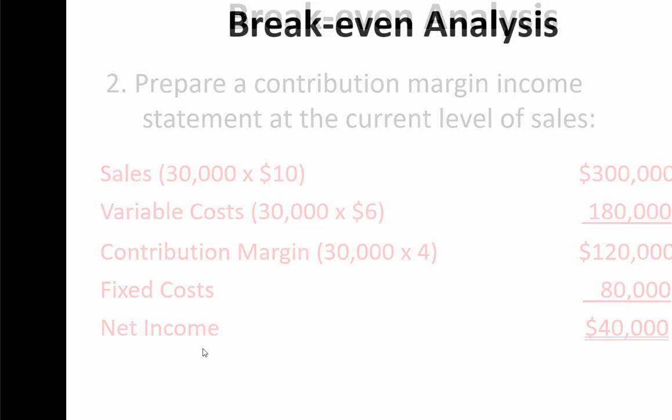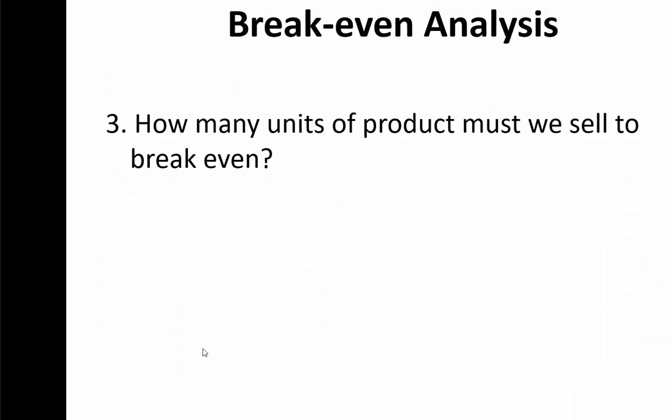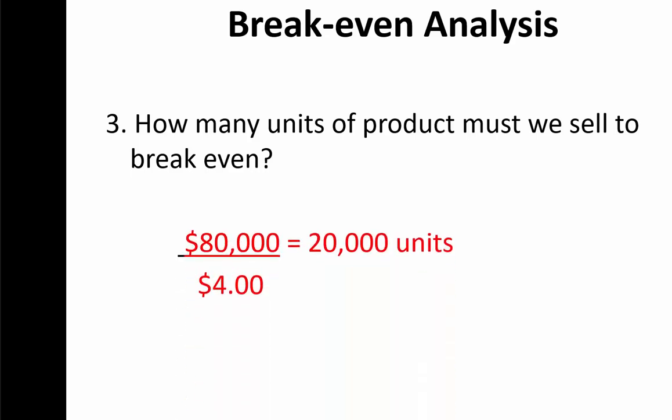Okay, next up, how many units of product must we sell to break even? Okay, again, write down the formula. The formula is fixed costs divided by contribution margin per unit, and you should have gotten 20,000 units. So that agrees with what we just said. We know it's less than the 30,000 that we were currently selling, right?